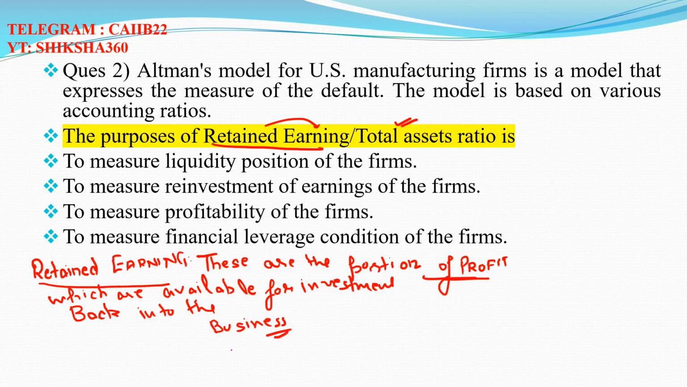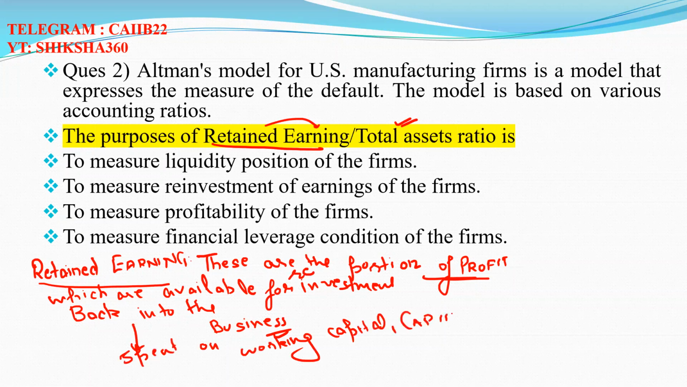So these are the portions of the profit which are available for the reinvestment back into the business. Where may these funds be spent? These funds may be spent on working capital, capital expenditure, on all these things, or many other ways.